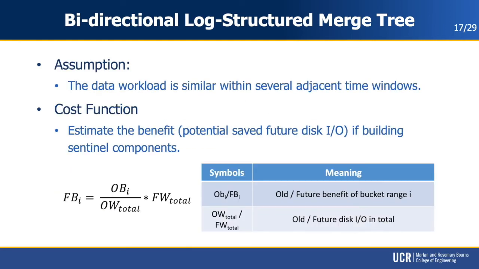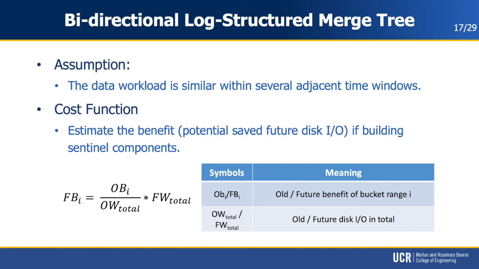Now let's see counters and the cost function. For each bucket range, we use a read counter and a write counter to keep track of how many disk IOs happen in this range. Here is the cost function. It estimates the benefit of building Sentinel components. The benefit is the potential saved future disk IOs. The benefit is the difference between the number of pages actually read and the number of pages needed to store the query answer. We assume the workload is similar within several adjacent time windows. Therefore, we can use the existing benefit to estimate the future benefit before the next flush happens.